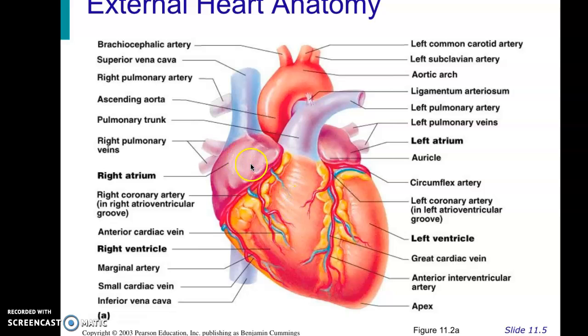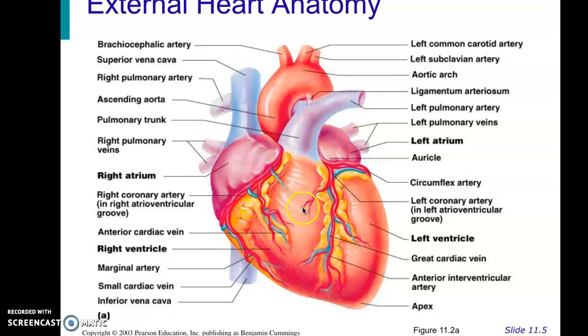There is a valve between the atrium and the ventricles. So for the right side, it's the tricuspid valve. For the left side, it's the mitral valve. There is also a valve that goes from the ventricles to the blood vessels through which the blood exits.